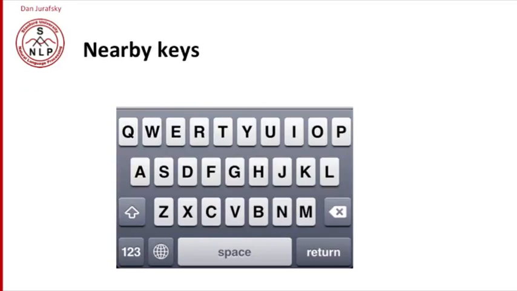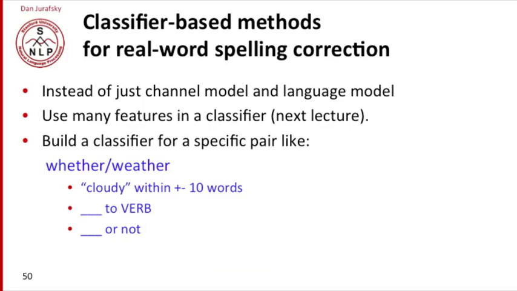Here's a picture of one of them, the keyboard. So again, we might want to say that R and W are likely mistypings for E, and so on, if we're on some kind of a phone keyboard. So combining all these different factors is often done with a classifier-based model. So the classifier-based model is an alternative way of doing real-word spelling correction. And here, instead of just two models, a channel model and a language model, we might take those two and a number of other models and combine them in a big classifier. We'll talk about classifiers in the next lecture.